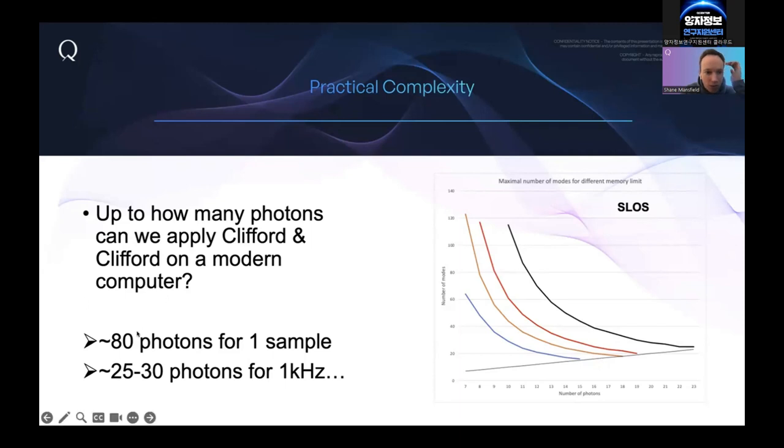a modern computer? The answer is I can get up to about 80 photons if I just want to calculate a single sample. That's just a single sample. If I want something like a sample at kilohertz rate, then I'm only able to go up to about 25 to 30 photons. And actually, I think when we made this approximation, Jean was assuming classical hardware, which is even beyond what exists today. So really, these are limits.